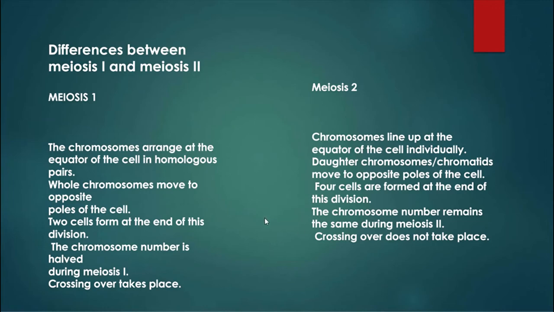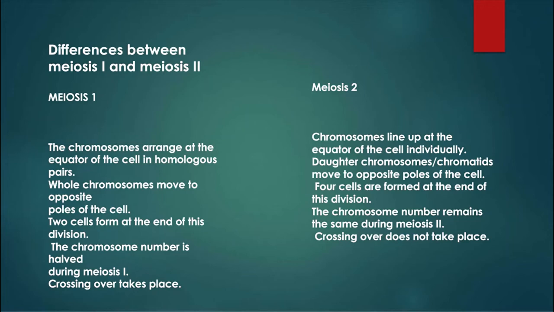In meiosis 1, the chromosomes arrange themselves at the equator of the cell in homologous pairs. In meiosis 2, chromosomes line up at the equator of the cell individually. In meiosis 1, whole chromosomes move to the opposite poles of the cell. In meiosis 2, chromatids move to the opposite poles of the cell.